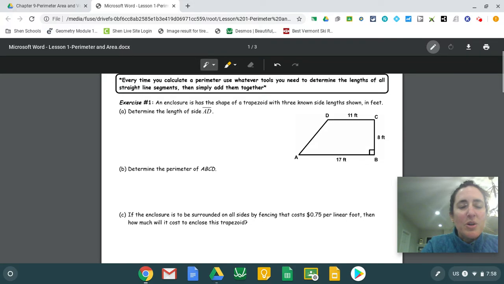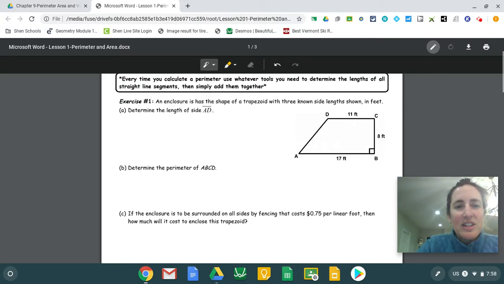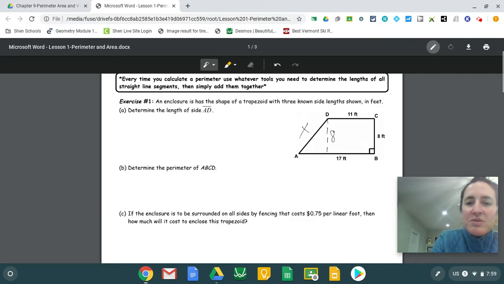So what we need to do is look at this first example. An enclosure has the shape of a trapezoid with 3 known side lengths shown in feet. Determine the length of side AD. So in our picture, side AD is our x value. All right, we have a trapezoid. I think our best point would be to drop down our height right there. Once we drop that down, I know that that is 8 feet, and I've made a right triangle.